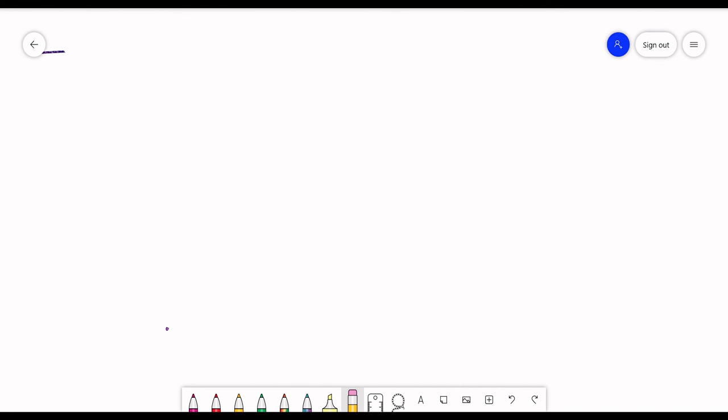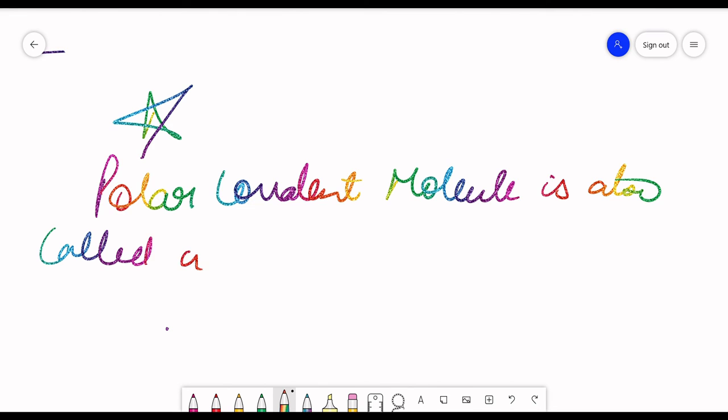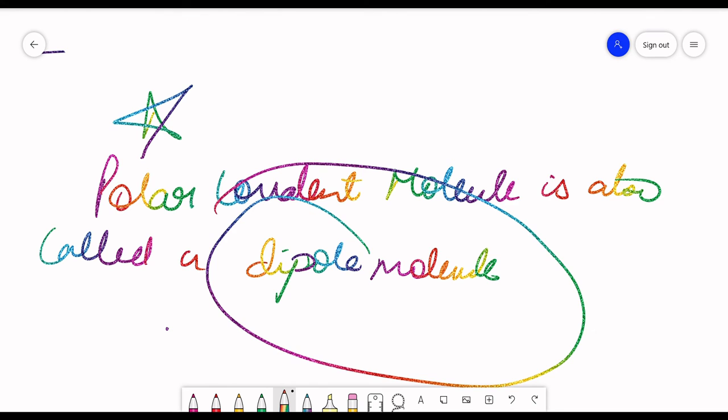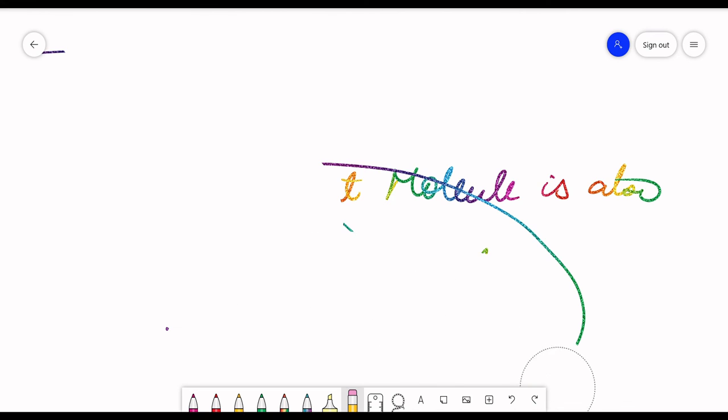Now, since a polar covalent molecule has both a positive and a negative charge, it is also known as a dipole molecule. Okay, a polar covalent molecule. It's an important point, guys. A polar covalent molecule is also called a dipole molecule, right? What is also called? It is also called a dipole molecule, correct? Alright then, let's move further.